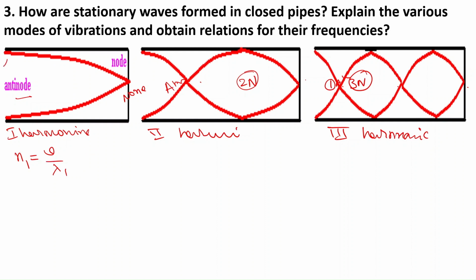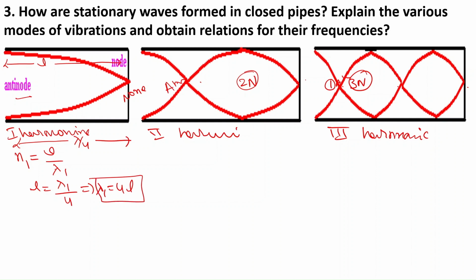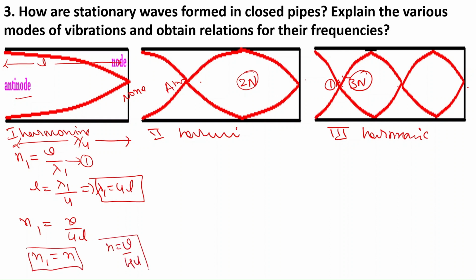Now consider this length is L, and here the lambda by 4 is the wavelength. Therefore L is equal to lambda 1 by 4. This implies lambda 1 is equal to 4L. By substituting this lambda 1 value in this equation 1, N1 is equal to V by 4L. I consider this N1 is equal to V by 4L as N. Therefore N is equal to V by 4L.